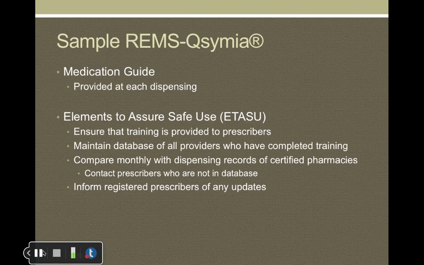So the requirements for this are a medication guide that must be provided at each dispensing, and most pharmacy processing systems will have it so that it automatically prints whenever you fill that prescription. It also has elements to assure safe use. And so there's training that must be completed by prescribers before they can prescribe this medication, and the company maintains a database of all providers who have completed the training.